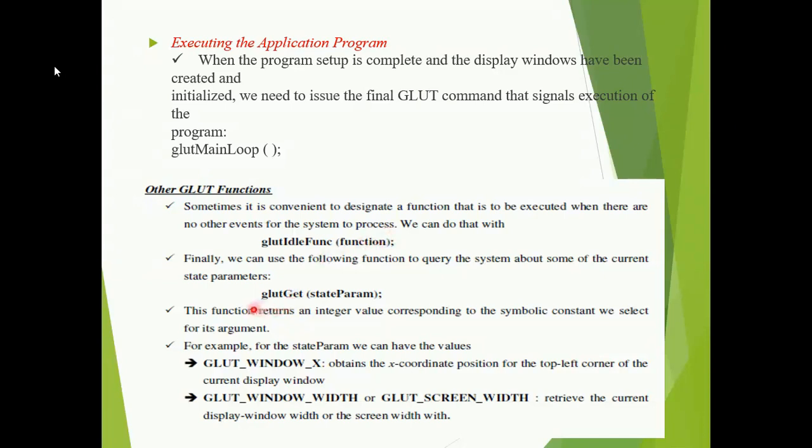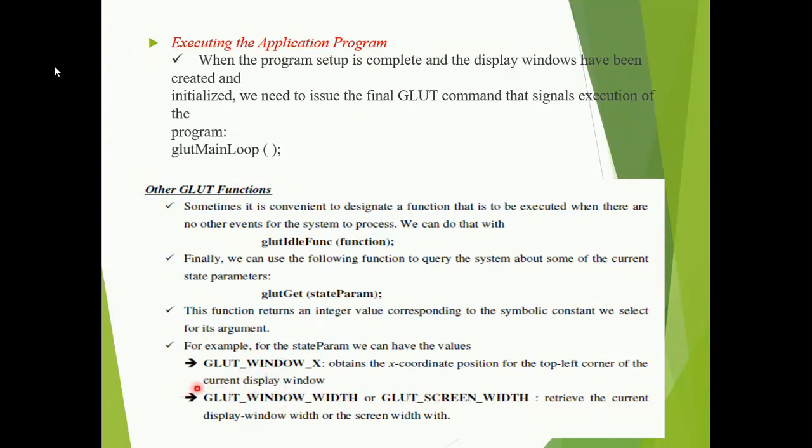That is one, and next you have glutGet, a set parameter function. This is also one more function. This particular function will query the system for current information about the windows, that is, state parameters we say. So what may be the state parameter? It is a symbolic constant. You can give any of the values. It may be GLUT_WINDOW_X or GLUT_WINDOW_WIDTH or GLUT_SCREEN_WIDTH. Anything you can choose from the three.